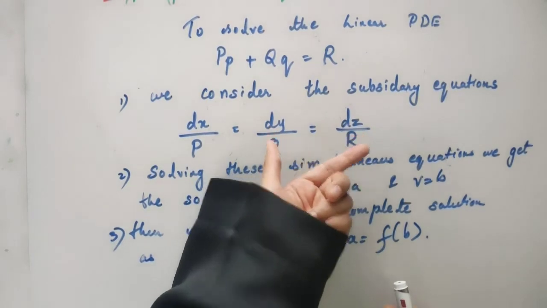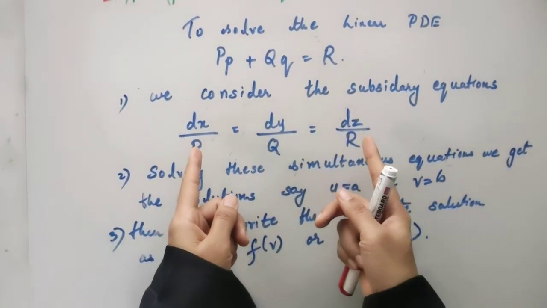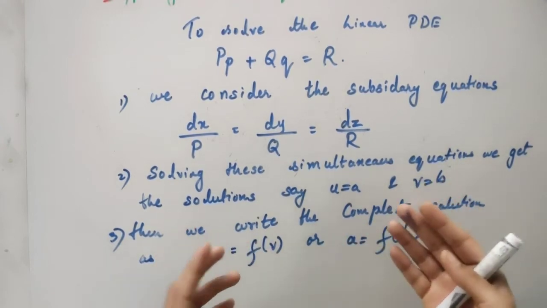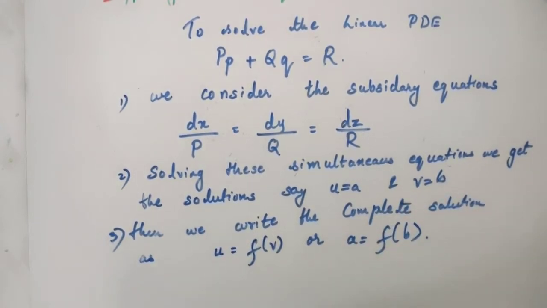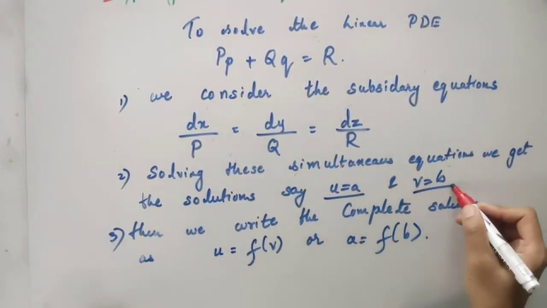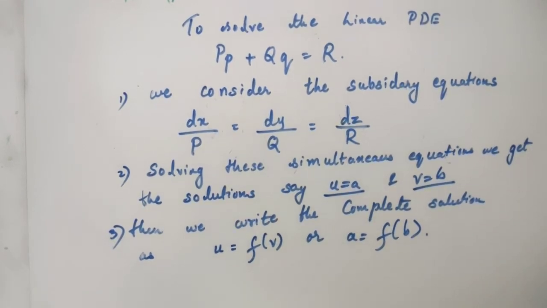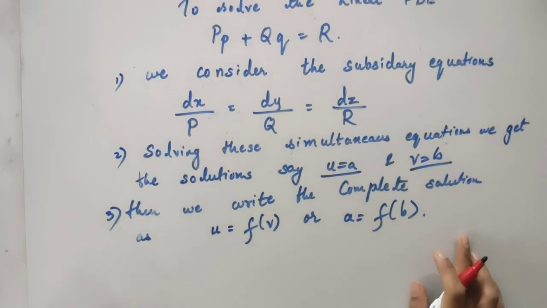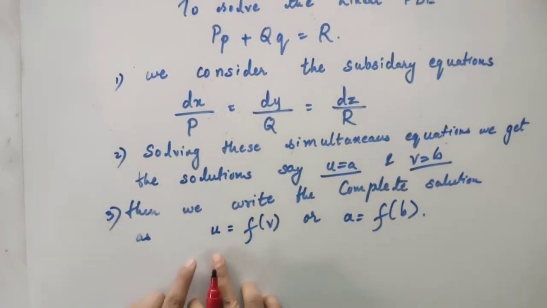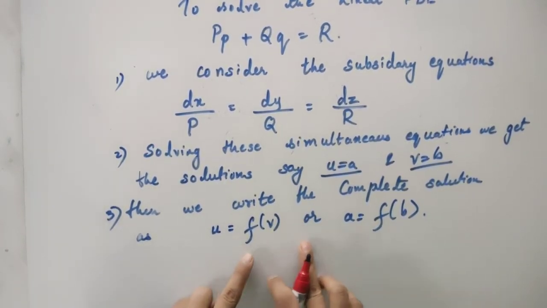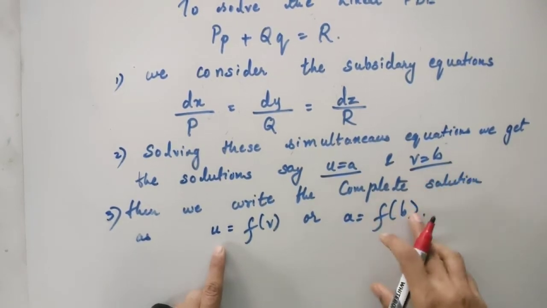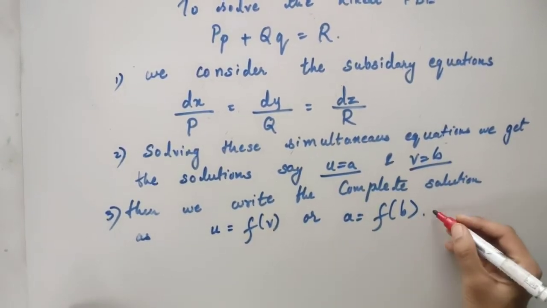Yes, this is equal to this, or you can equate the first and the last one. Taking two at a time you can solve them, and after solving you may get the solution. Say u is equal to some constant a, v is equal to some another constant b. After getting this u and v, we write the complete solution as u is equal to f of v, or since u is equal to a and v is equal to b, a is equal to f of b. I hope this point is clear to all of you.